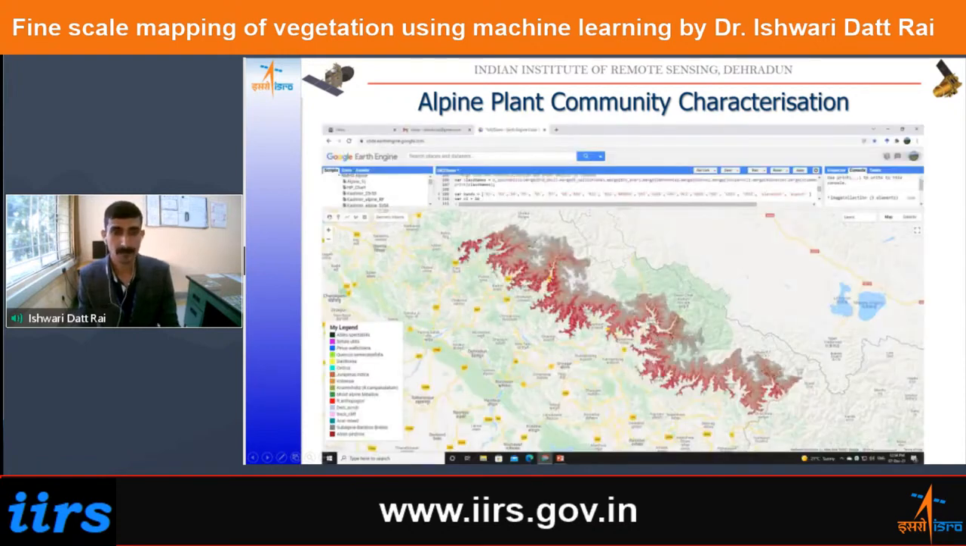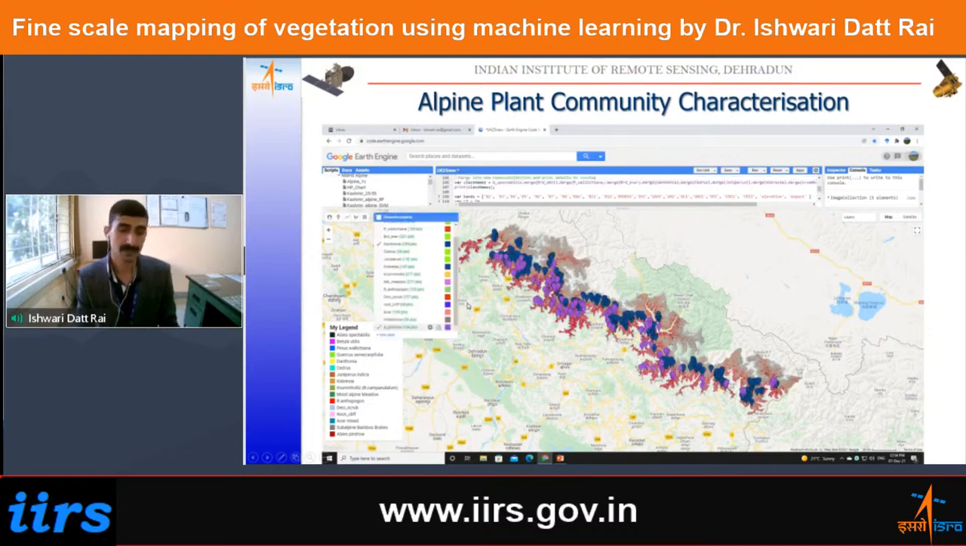So we will see how this is working for this larger landscape. Here you can see the entire alpine region of Uttarakhand in this example. And this is the FCC of Sentinel-2. And here you can see the number of bands or layers used to discriminate the vegetation communities on the ground. So at least 21 different layers are being used in this platform.